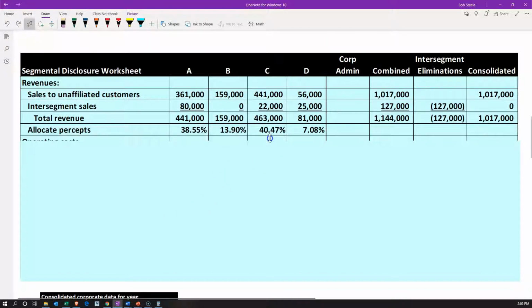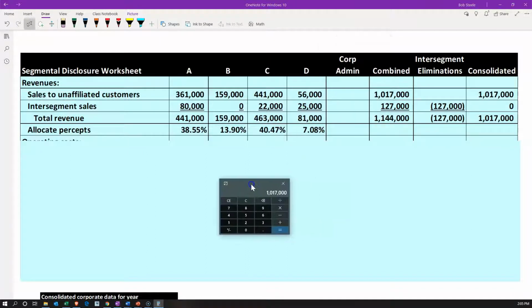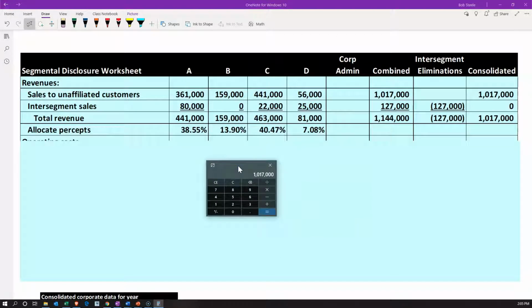Now let's move on down to the allocation percent. This is going to be useful when we do some of our testing or our allocation. So the allocation percent, we're simply going to take the total revenue and be dividing that by the combined number here. We're not going to divide by the consolidated number, but the combined number. So we're going to be taking the 1,144,000. I'm sorry, that's not the right number. That's going to be the bottom number. We're going to take the 441,000 divided by this number, the 1,144,000. That gives us about, if we move the decimal over, 38.55.